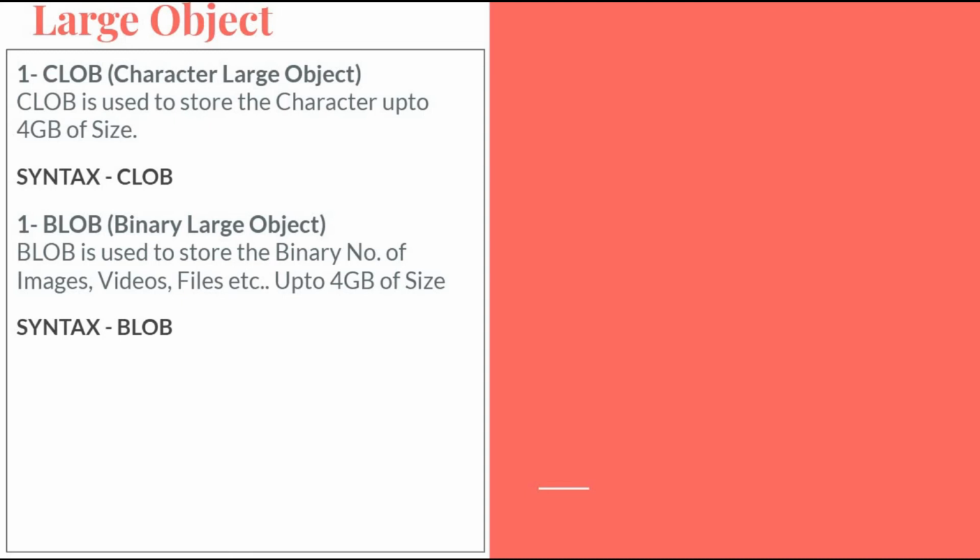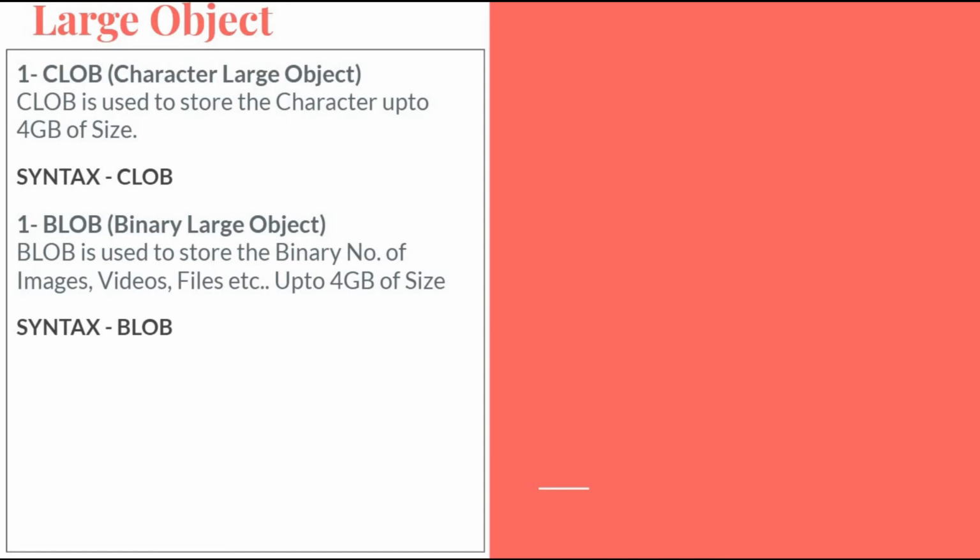Don't worry about that. Now, second is BLOB. BLOB is binary large object. That means, do you not understand about binary? Yeah, 1001 format. So with the help of binary large object, you can store binary numbers of images, videos, files up to 4 GB of size.